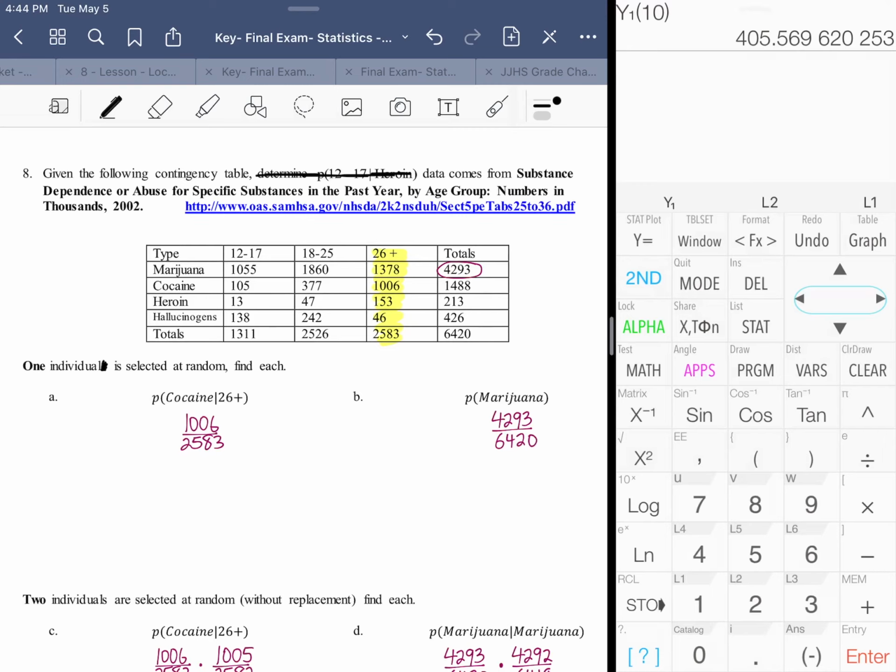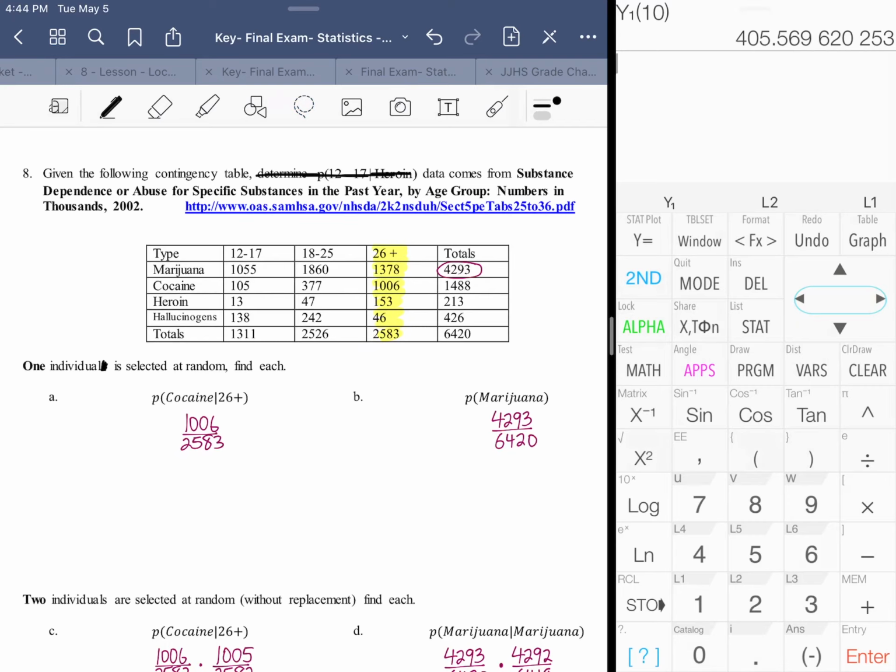One individual is selected at random. Oh, geez, Louise, this is brutal. One individual is selected at random, find each. Probability of a cocaine user given that the individual is in the 26 or older range. All right, so that's why I highlighted that particular interval.